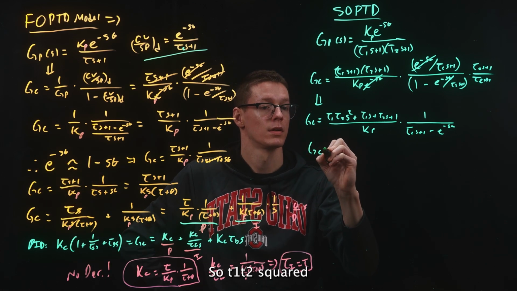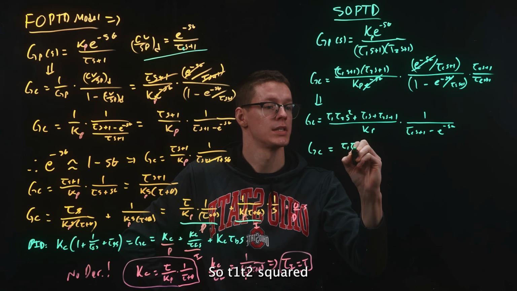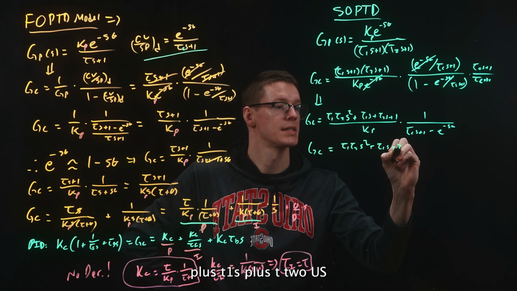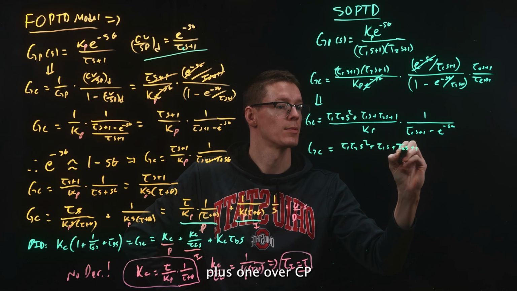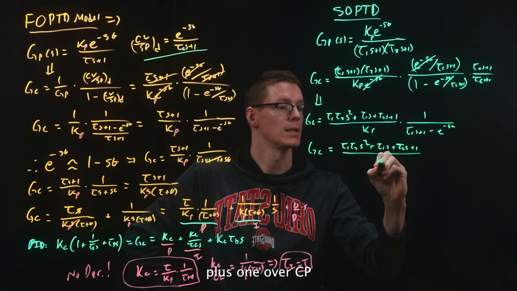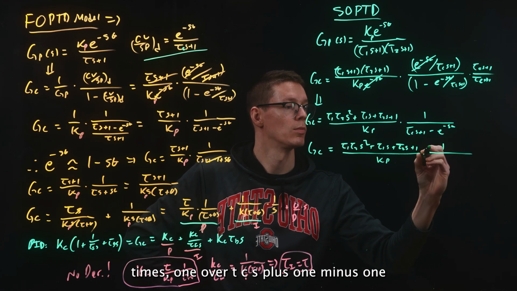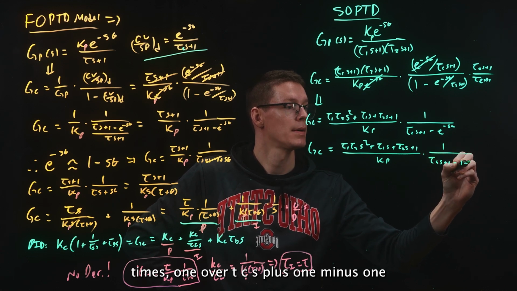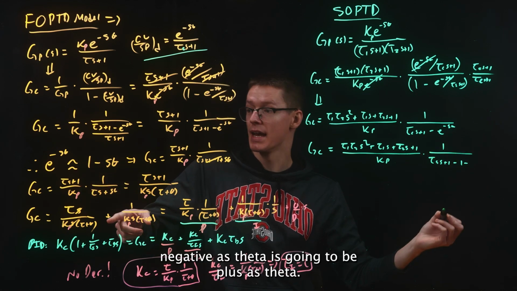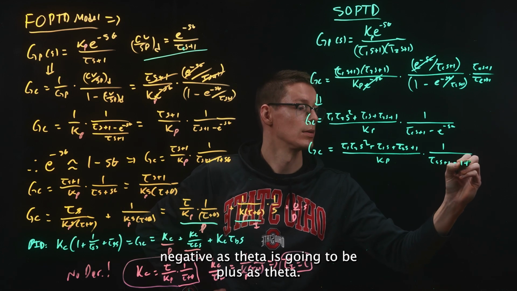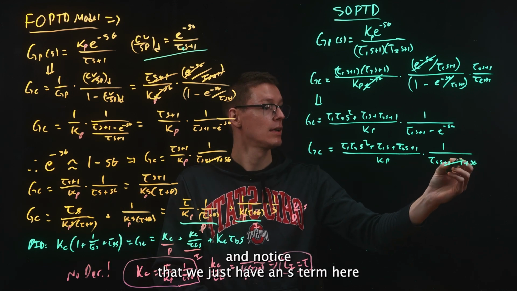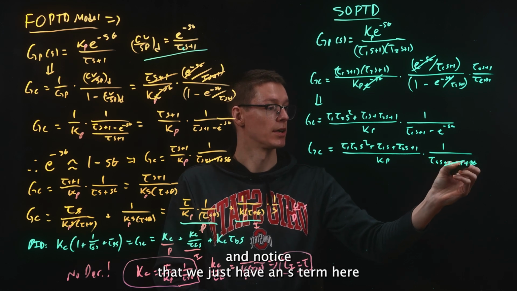So T1 T2 s squared plus T1s plus T2s plus 1 over Kp times 1 over Tcs plus 1 minus 1 minus negative s theta, which is going to be plus s theta. We can go ahead and get rid of that. And notice that we just have an s term here.